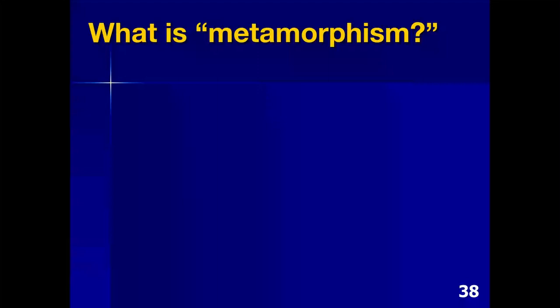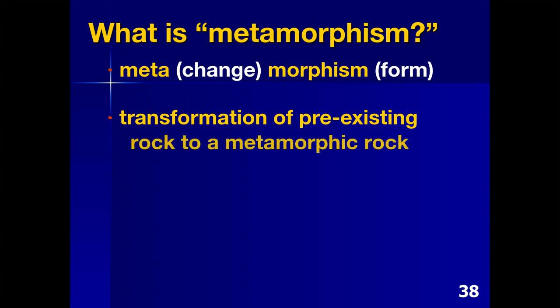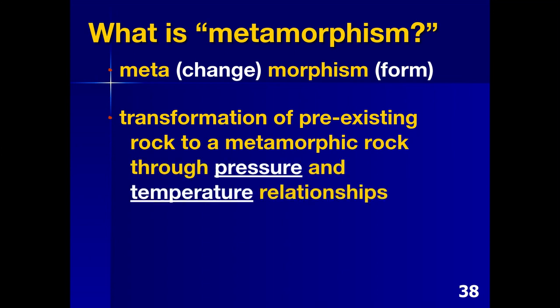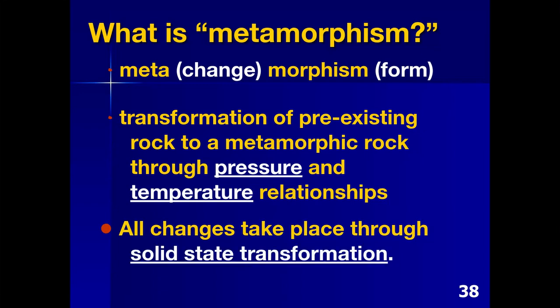So what is metamorphism? Metamorphism basically represents meta, meaning change, and morphism, meaning form. And it is basically a transformation of pre-existing rock to a metamorphic rock through pressure and temperature relationships. So again, as the pre-existing rock is subjected to both pressure and temperature, the textural characteristics and compositional characteristics begin to change. What's important about the definition of metamorphism is the statement in the lower part of your slide that says all changes take place through what we call a solid state transformation.